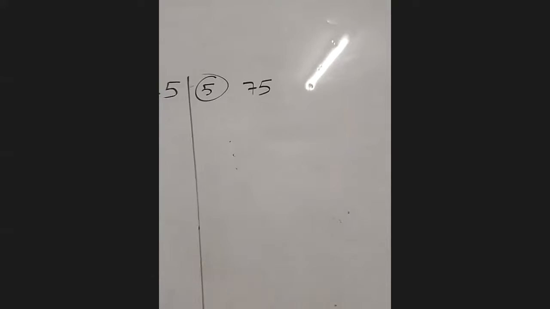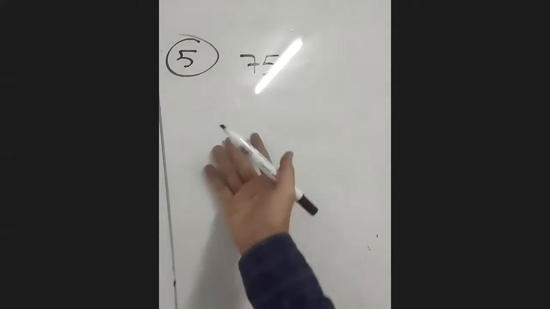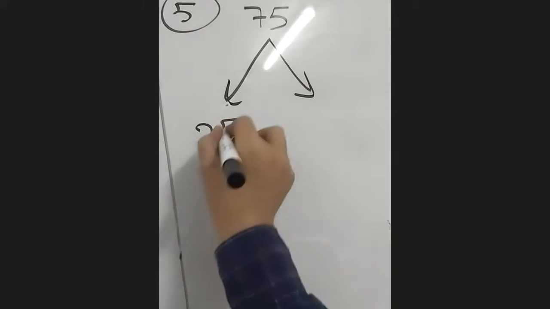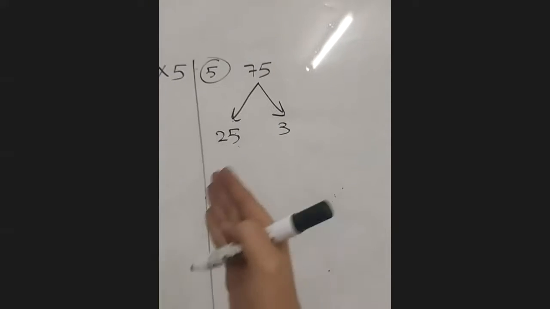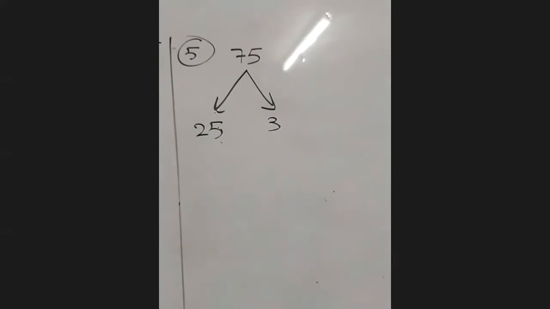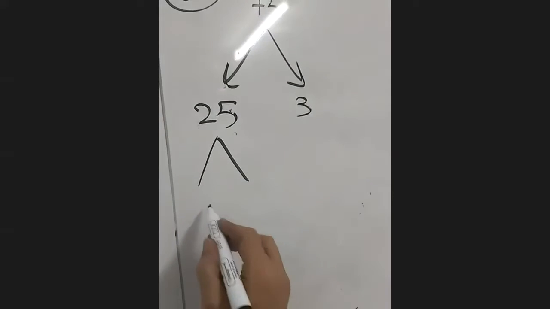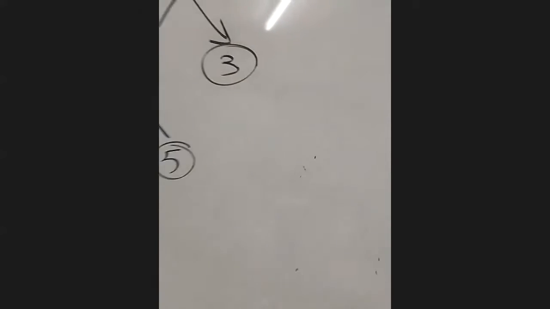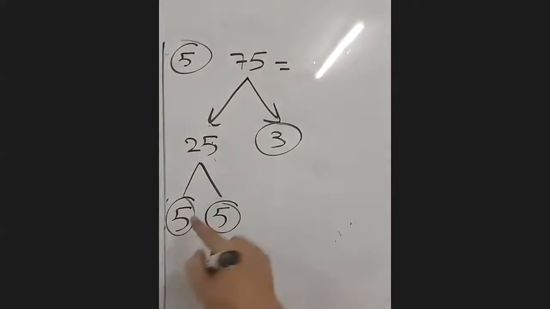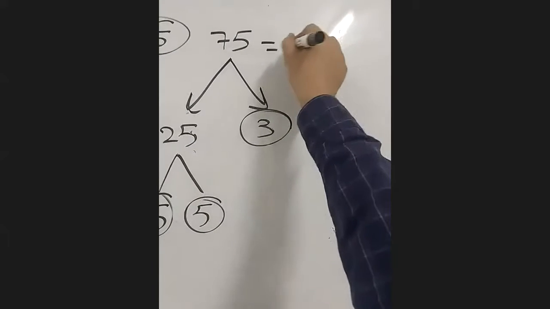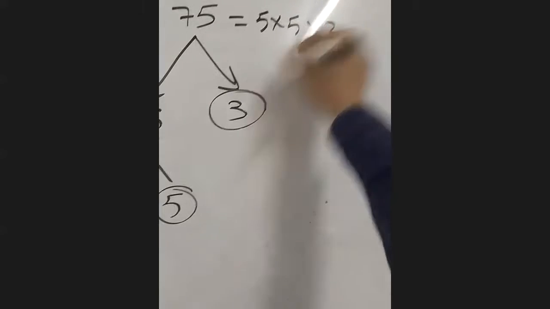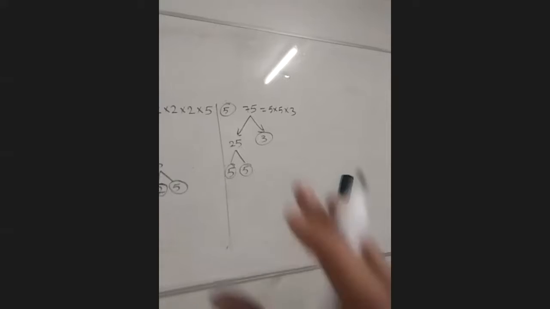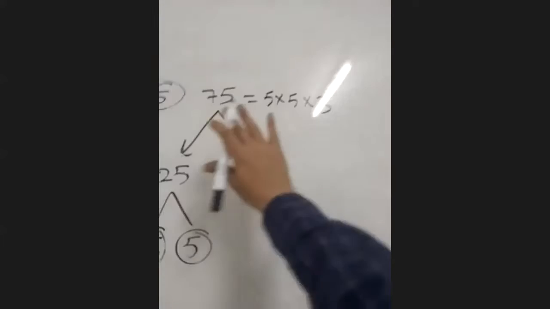I will do it because I'm running out of time. The 75, guys, we don't have in the timetable, but we know that if you multiply 25 by 3, you get 75. Now the 25, we can do more, which is 5 by 5. The 3, we cannot do more. So the 75, you put equals 5 by 5 by 3. This is the way we do the prime factorization. We use the 3, then we put our circles, then we put our numbers here.